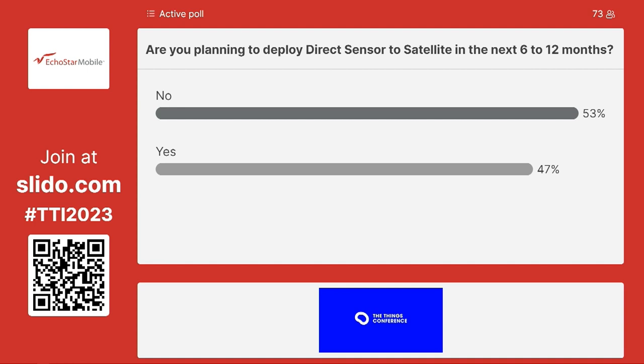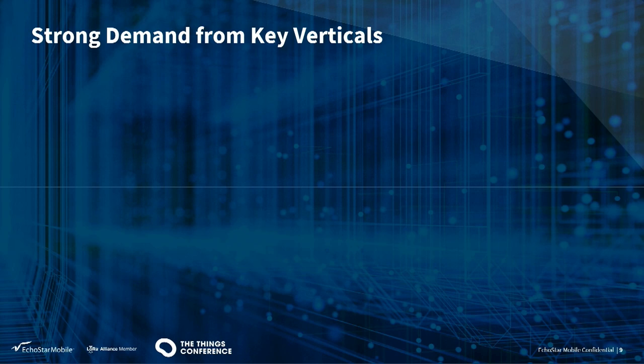And we were kind of expecting people being a bit cautious and not really understanding why they should be using direct-to-sensor satellite. And here we are talking from experience after talking to a lot of you and other people in the past year.